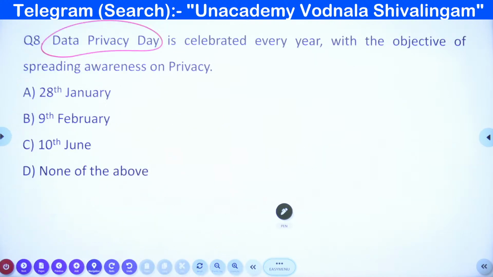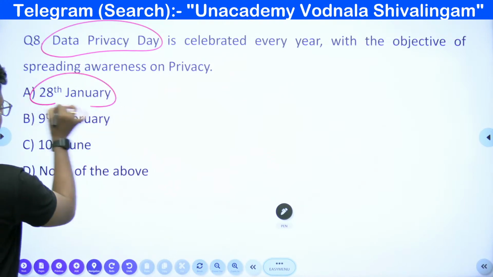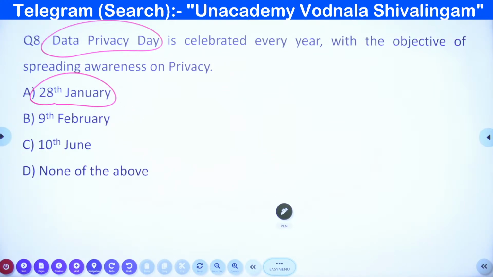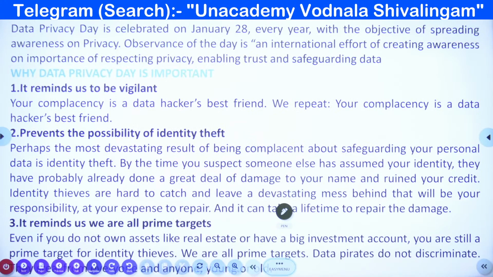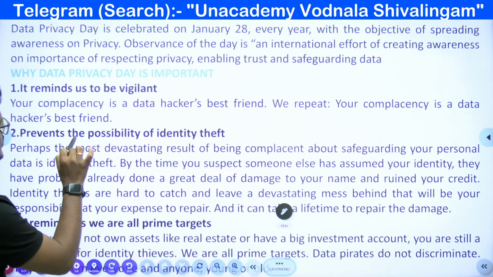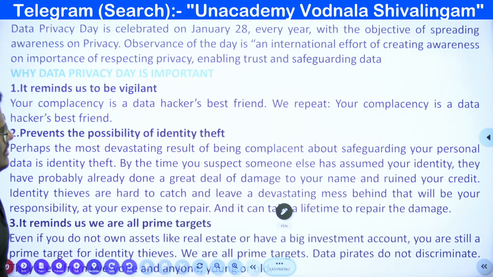So the answer for this question is A. 28th January is celebrated as Data Privacy Day every year. Why is Data Privacy Day important? Your complacency is a data hacker's best friend. We repeat, your complacency is a data hacker's best friend.